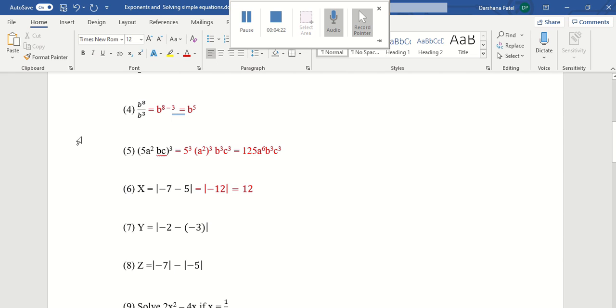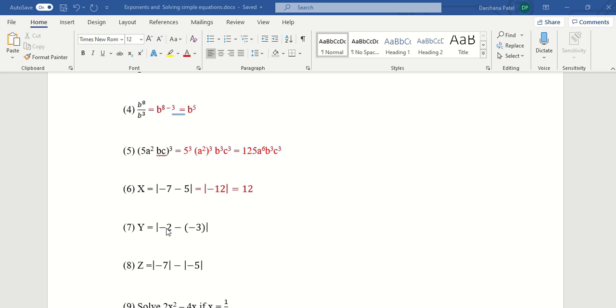Similarly, for the next one, now we have y equals the absolute value of negative 2 minus 3. So we'll simplify whatever is inside the absolute value. In our case it will be minus 2 plus 3. Two negatives will make it plus, so negative 2 plus 3. So the result ends up being the absolute value of positive 1, and the absolute value of positive 1 will be back to 1. So the solution to this one will be positive 1.